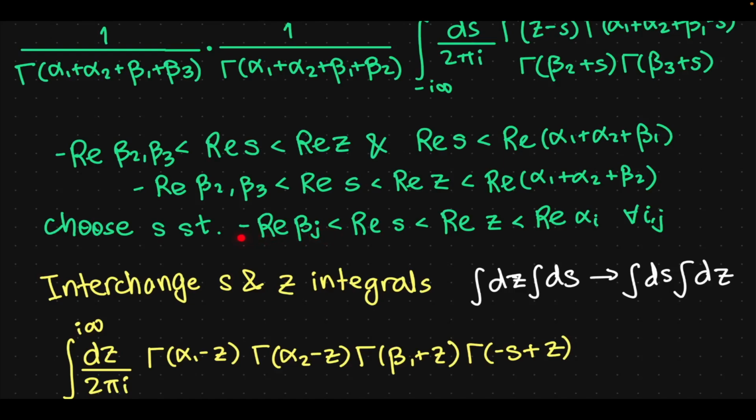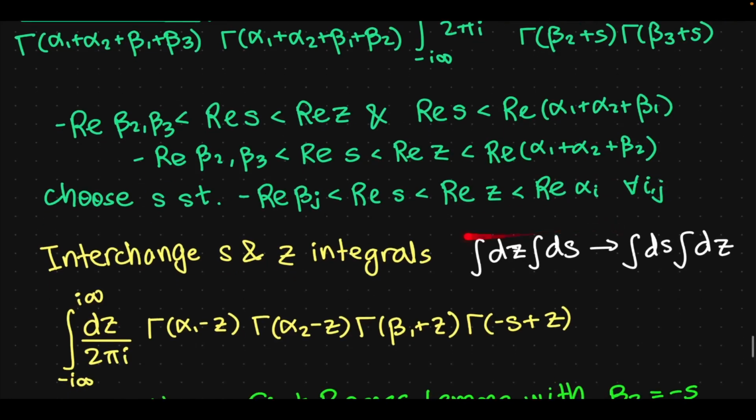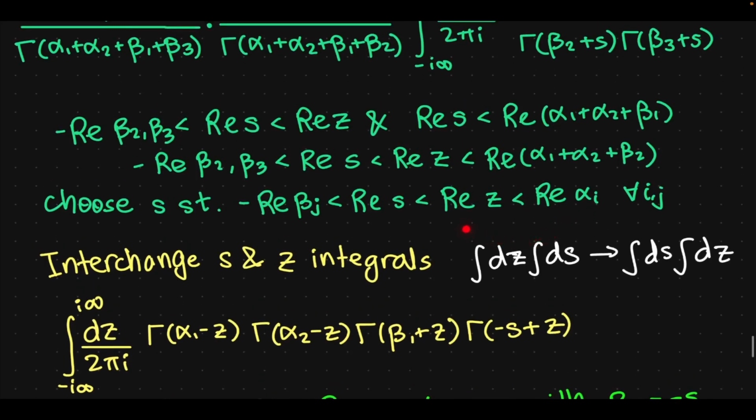So choose s such that the negative real part of beta j for all j is less than the real part of s, less than the real part of z, less than the real part of alpha i for all i. And that should basically be the standard choice in this case. And you'll see how this will actually be really helpful for us. You see where the real part of z is still satisfying the initial assumption we had. It's just that the real part of s is being inserted in there.